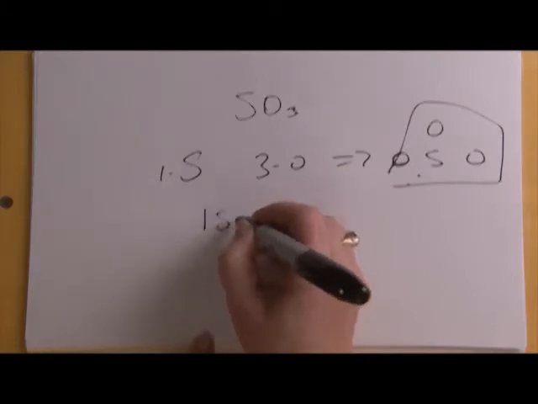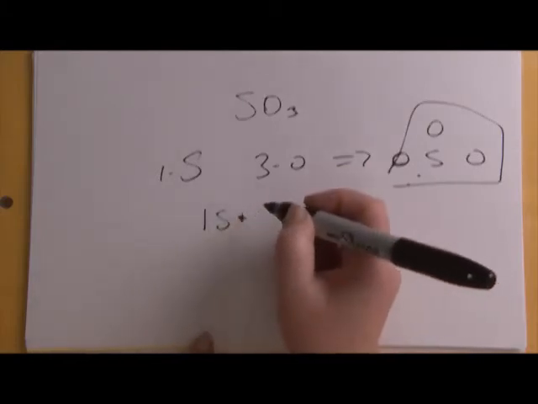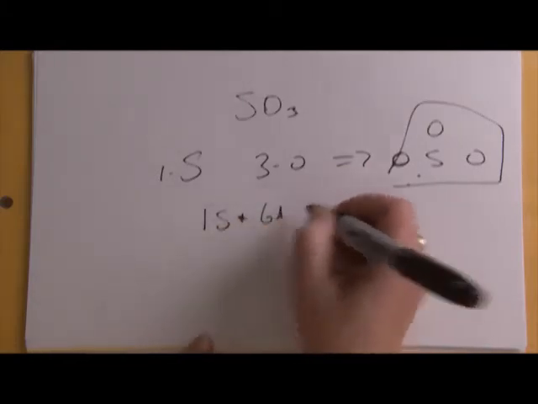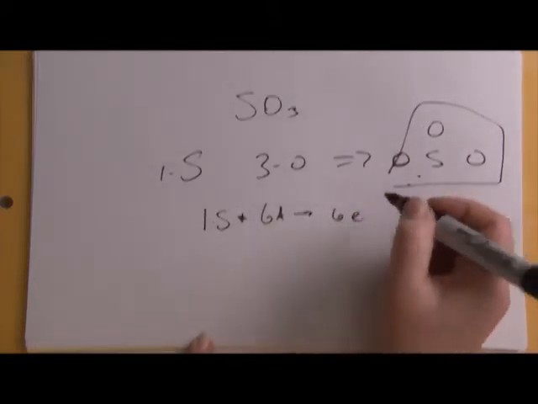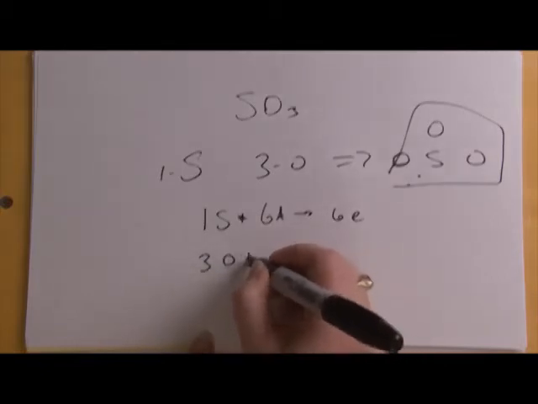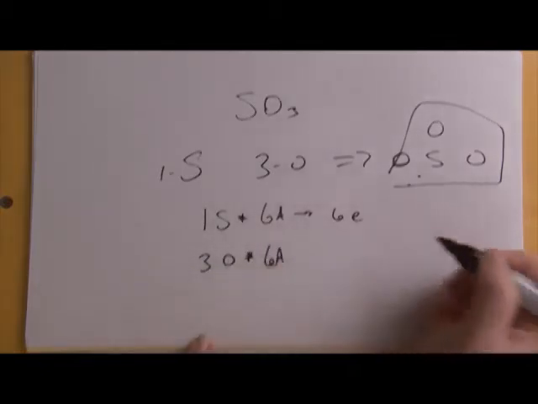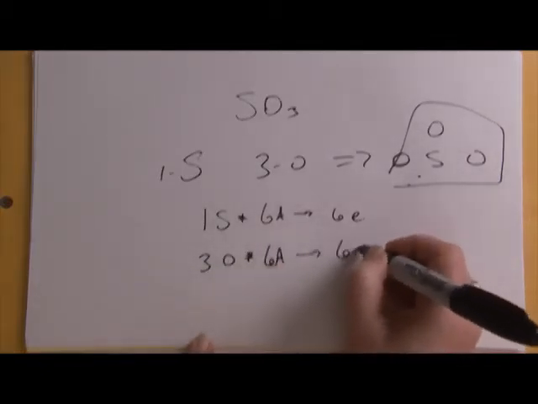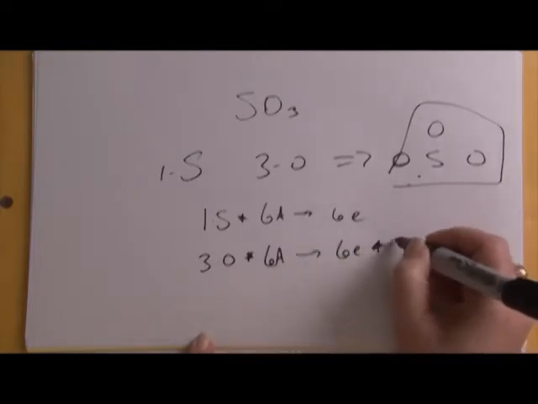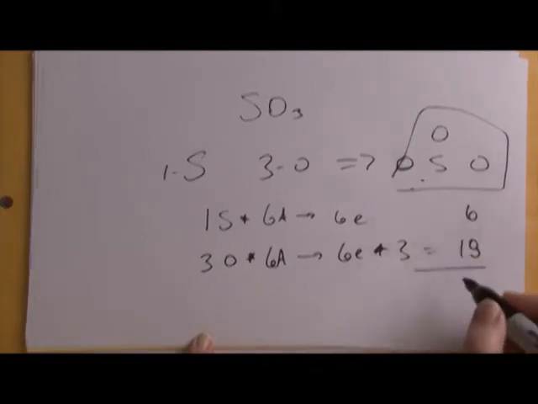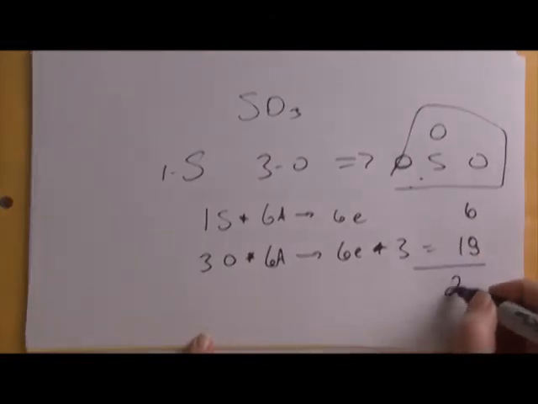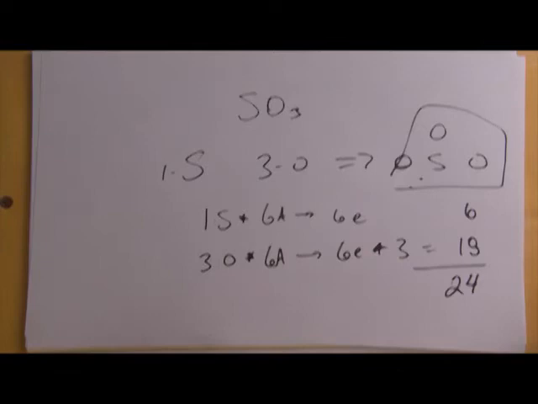So we have 1 sulfur, and sulfur is a 6A on the periodic table, so now we have 6 electrons for it. We've got 3 oxygen. It is also a 6A element, so we're going to have 6 electrons for each one of those, so that's going to be times 3. So I have 18 here, 6 here. Going to have to try to find a place for 24 electrons altogether.